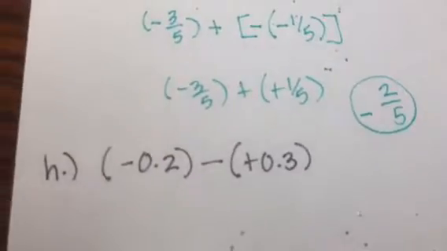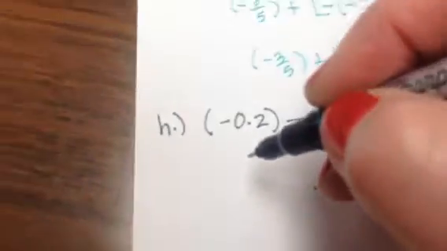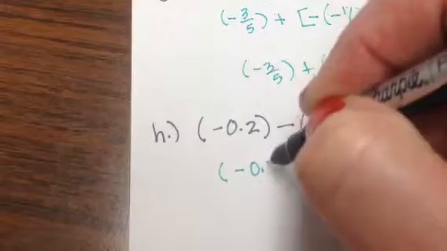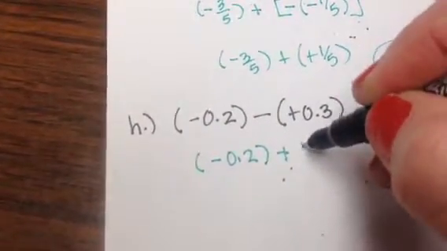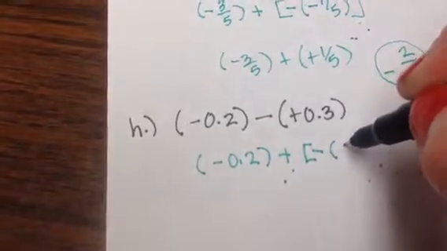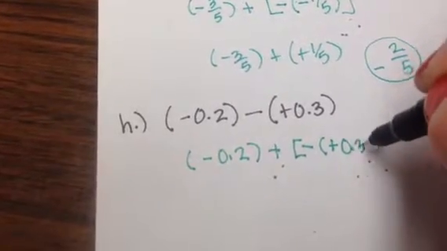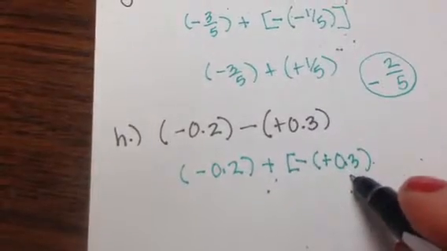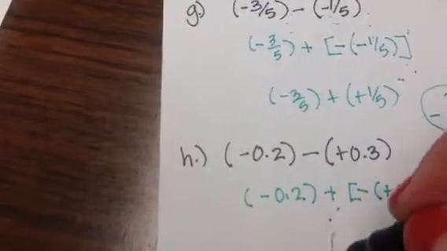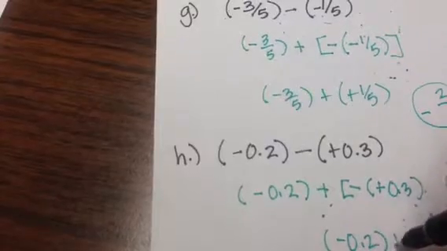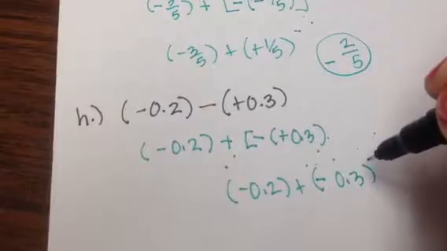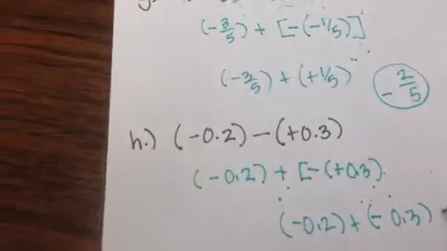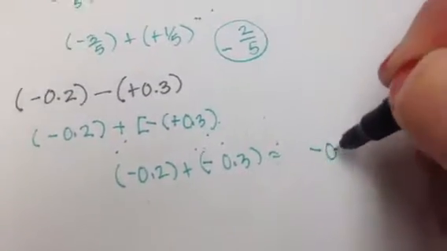And what about if we have decimals? Oh, no worries. Decimals, we're not worried about them at all because we're going to handle it the same way. So we are going to have our negative 0.2 plus, use my bracket, the opposite of positive 0.3. So what's the opposite of a positive? Negative. So I have my negative 0.2 plus now my negative 0.3. And what am I going to get? I'm just adding it. I'm going to get negative what? Negative 0.5.